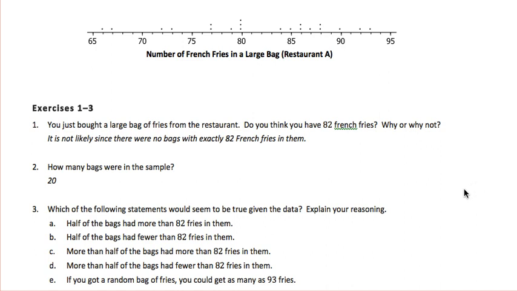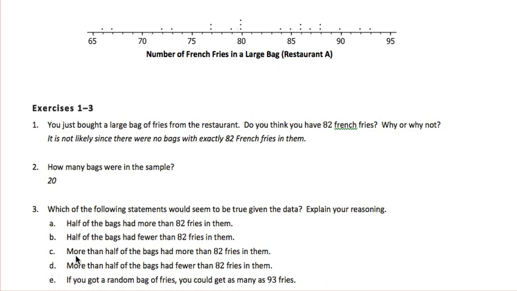Statement A, half of the bags had more than 82 fries in them. So when we count the number of bags that have more than 82 fries in them, we find that there are 10 bags out of 20, which would be half. So that is definitely true. And then statement B, half of the bags had fewer than 82 fries in them. And when we go back and count, we find as well that there are 10 bags that have less than 82 fries in them as well.